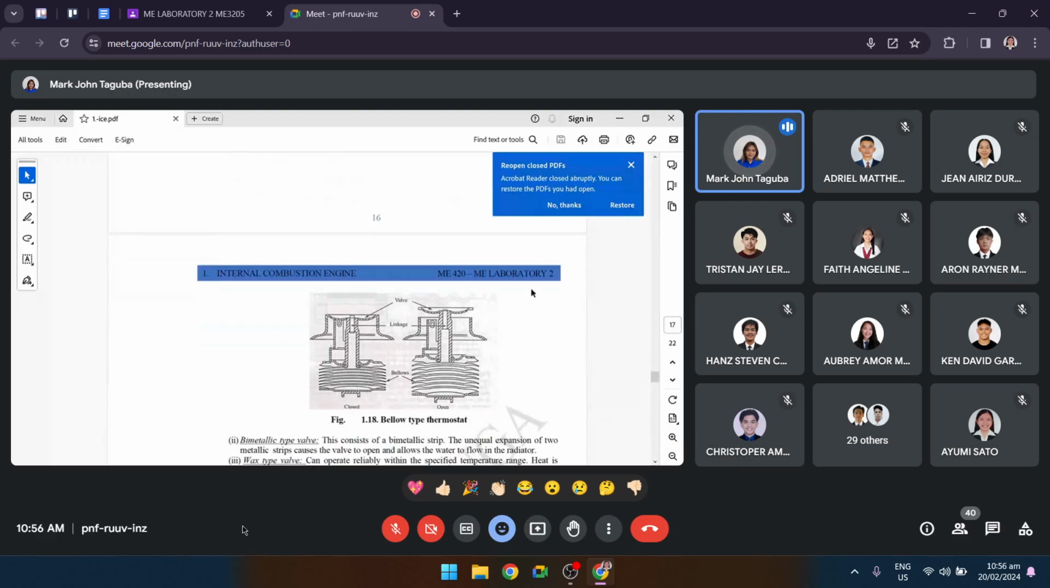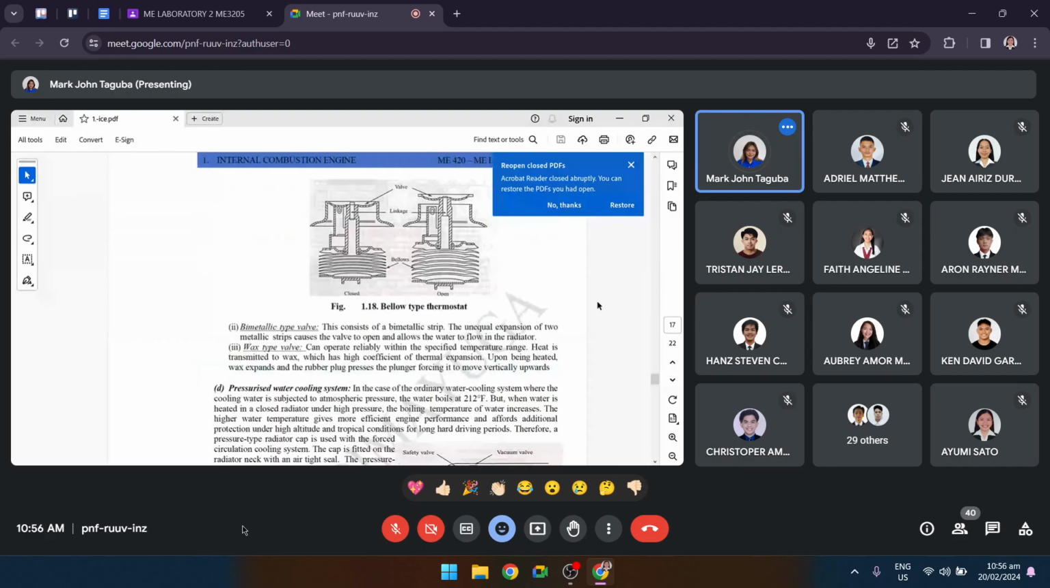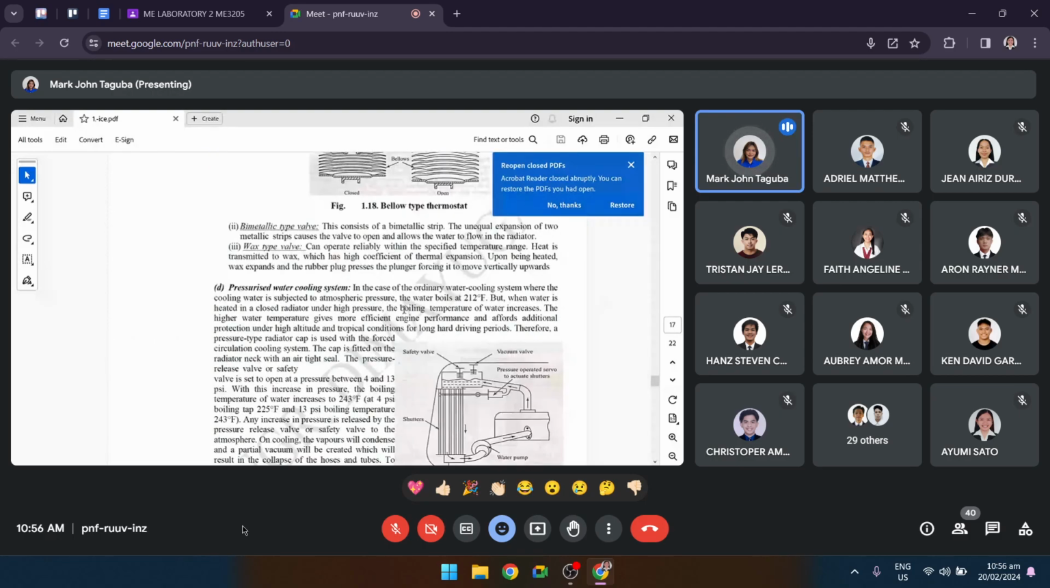Ayan, so yun yung kanilang different type of thermostats. And we also have the pressurized water cooling system. So in the case of ordinary water cooling system, where the cooling water is subjected to atmospheric pressure, the water boils at 212 degrees Fahrenheit. But when water is heated in a closed radiator under high pressure, the boiling temperature of water increases.